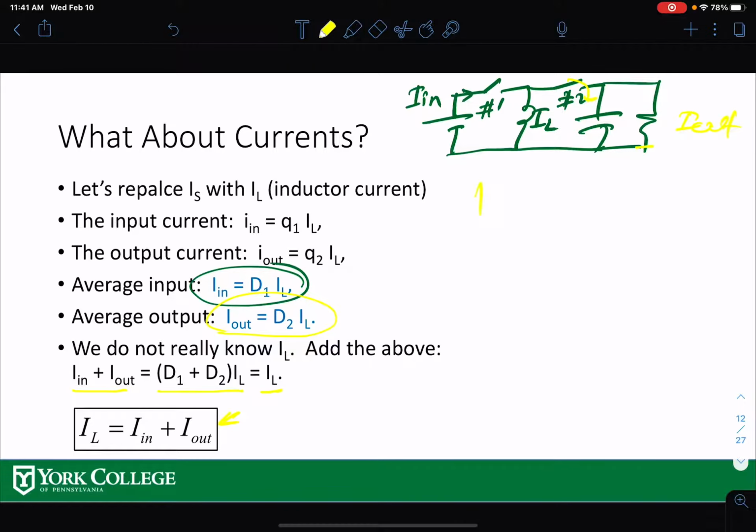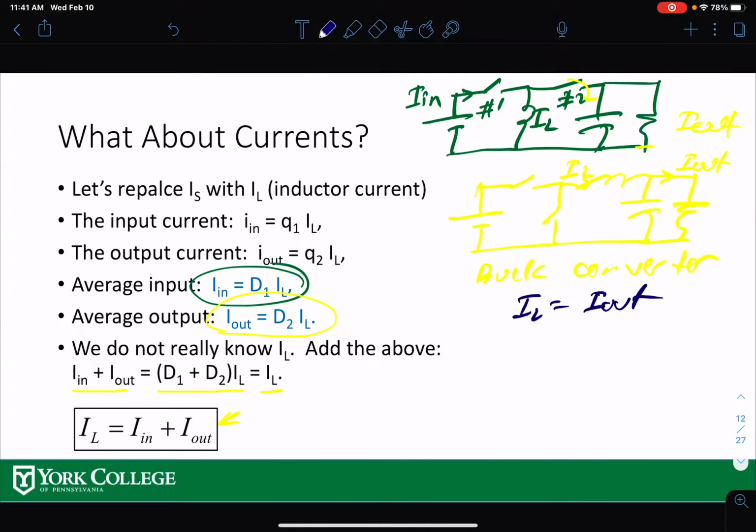If I do the same thing for the buck converter, your I out is the average I out, and the ripple should go to the capacitor. So this is IL here, right? For the buck converter, your IL is I out. Can you see that? For the buck converter, your IL is I out. That means the inductor should be rated for output current.